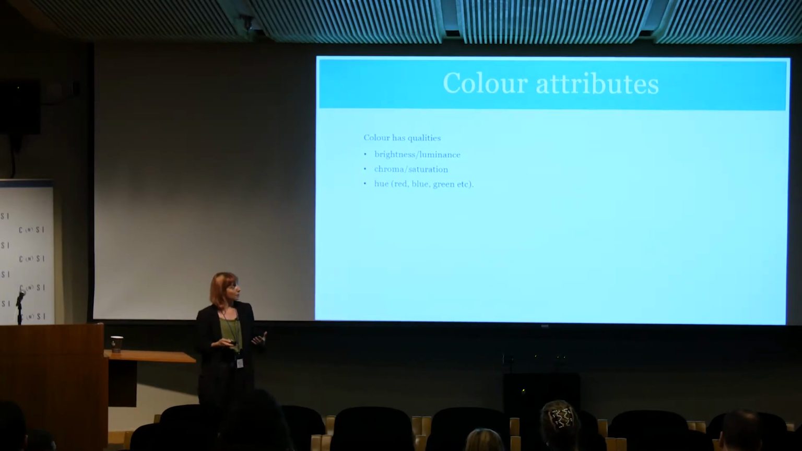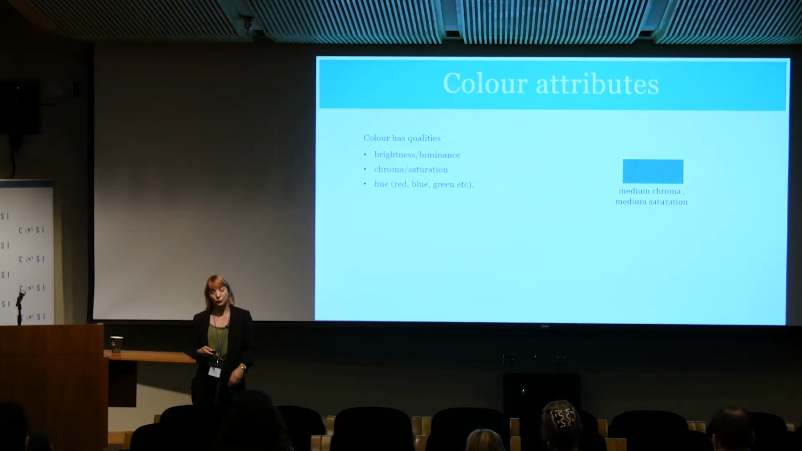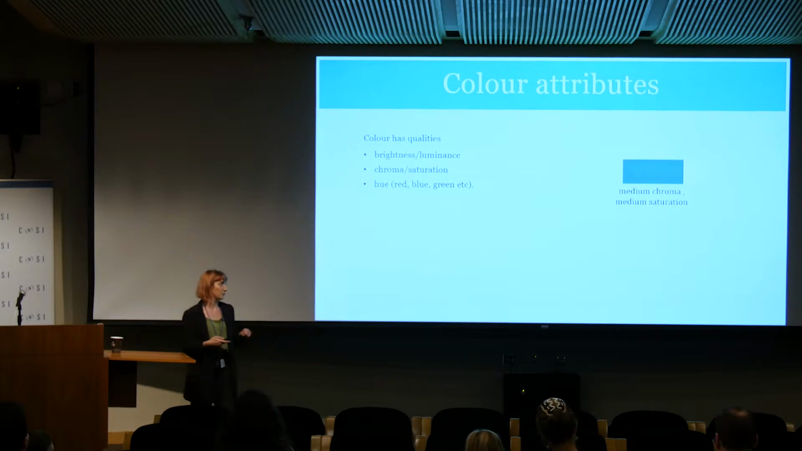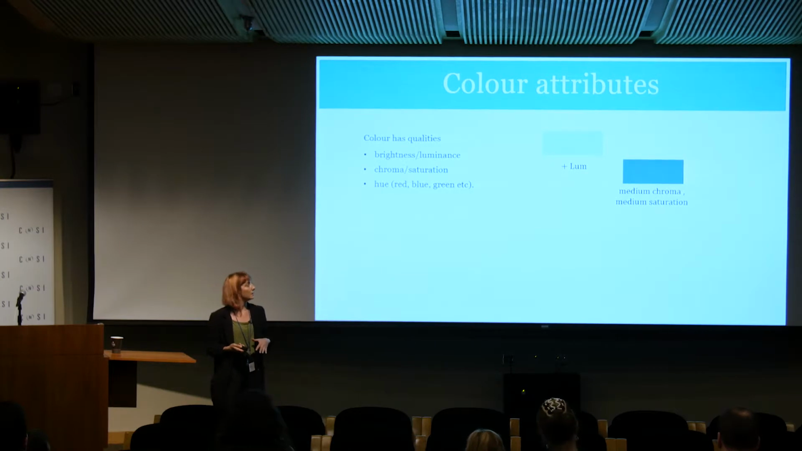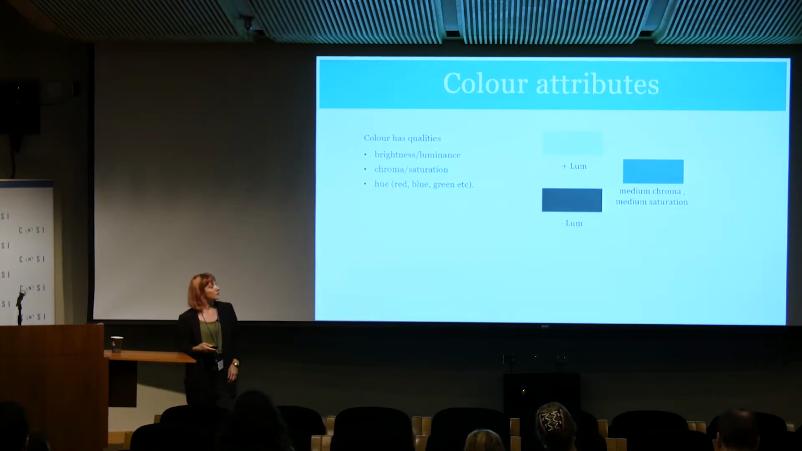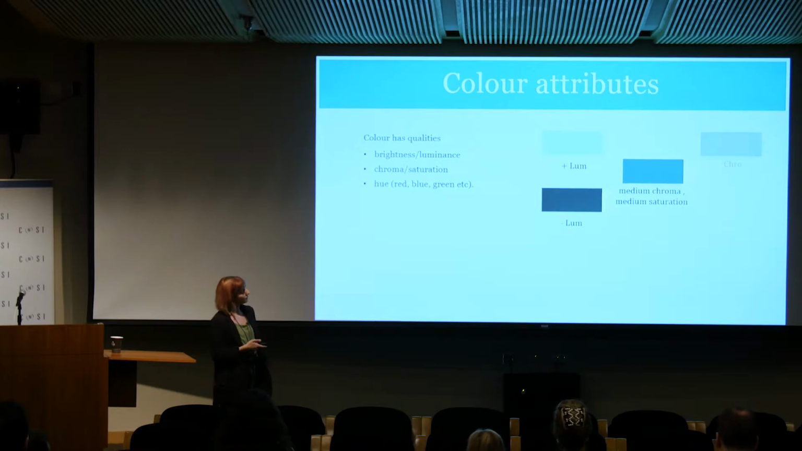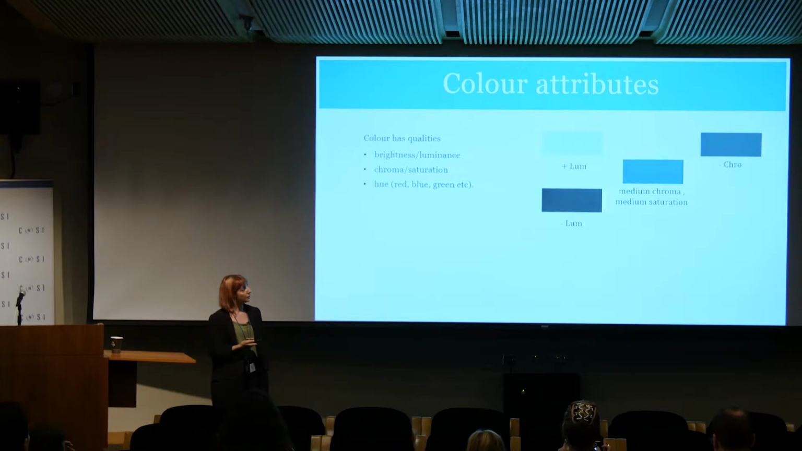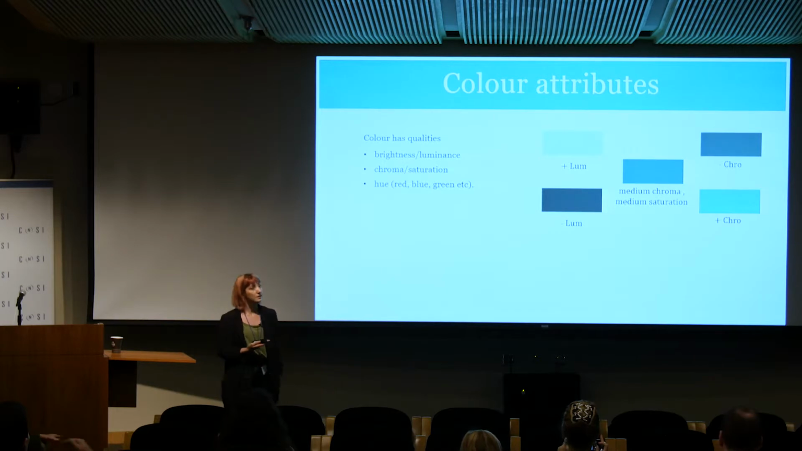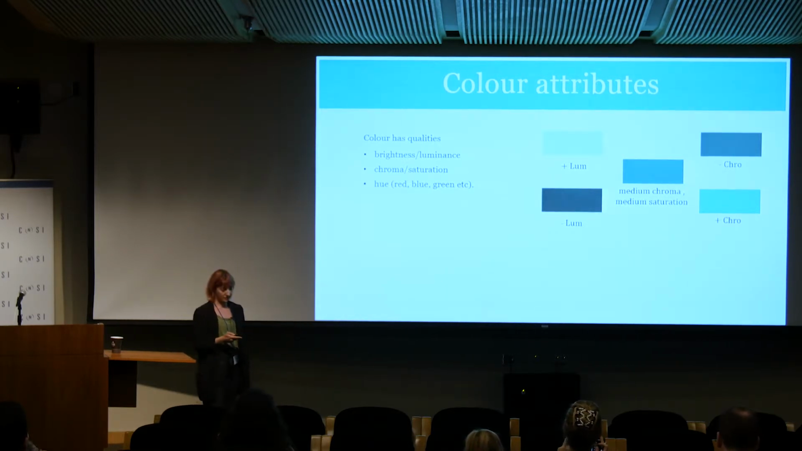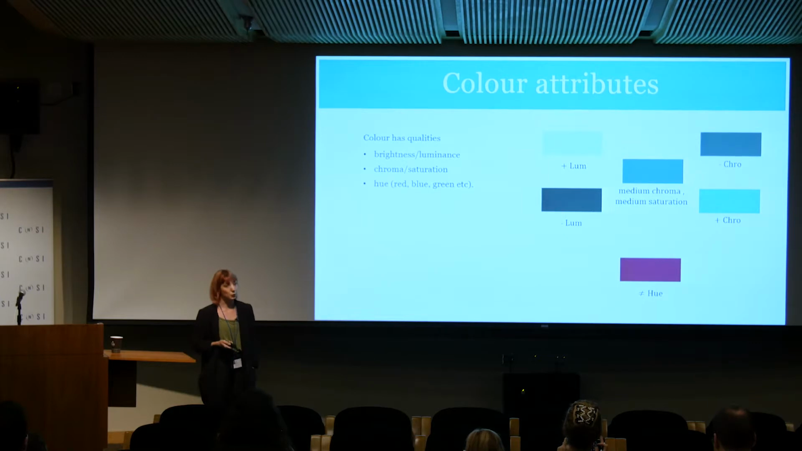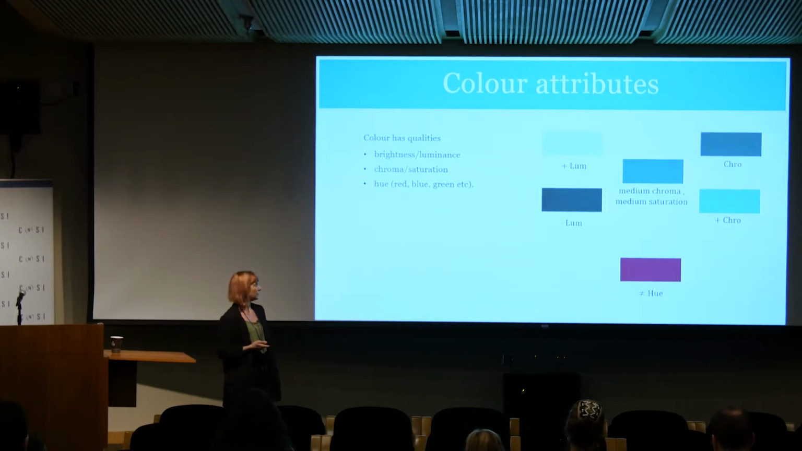So just to give you an example, here we have a medium luminance, medium saturation teal color. If we were to increase the luminance, we'd get something like this. If we were to decrease the luminance, we would end up with this. But if we were to hold luminance the same as the previous one, but decrease the chroma, we'd get a qualitatively different color. And then if we were to increase the chroma, we again get a slightly different color. And obviously, if we change the hue, it becomes a different color term.